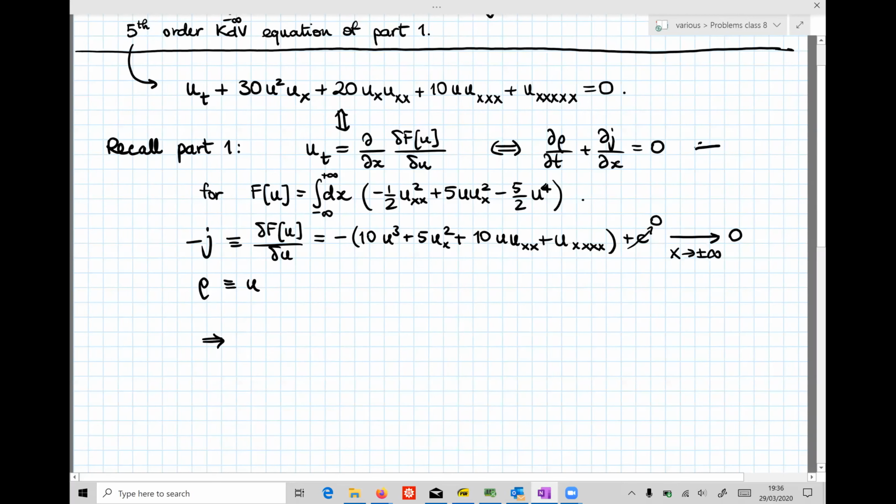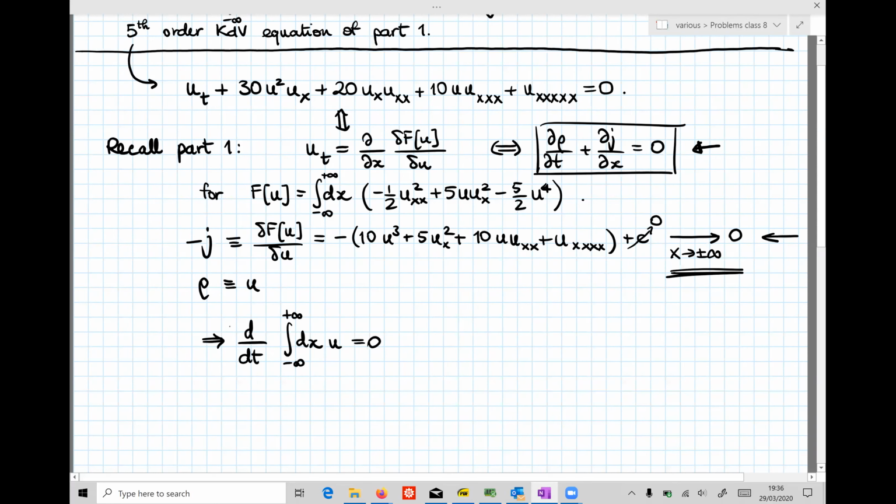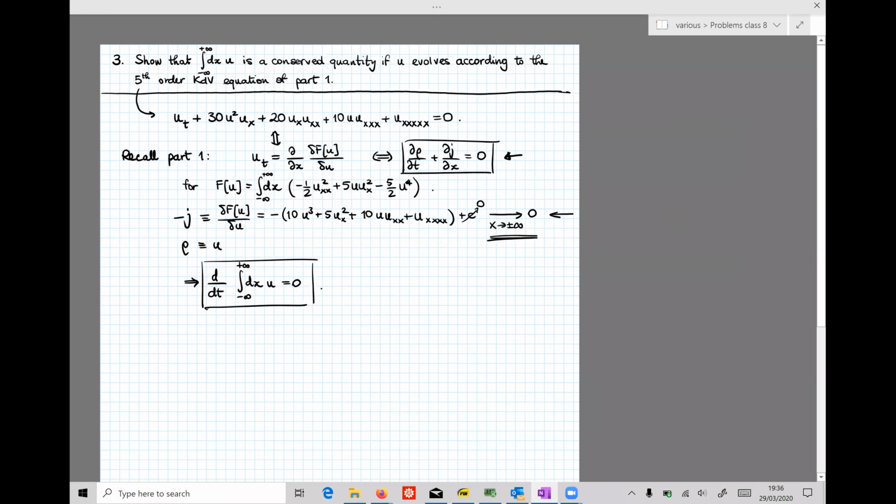So first, we have the continuity equation here. And secondly, we have the boundary conditions here. So that tells us that the integral over x of ρ, which is equal to u, does not depend on time. So it's a conserved quantity. Okay, so there was no need to do any further computation.